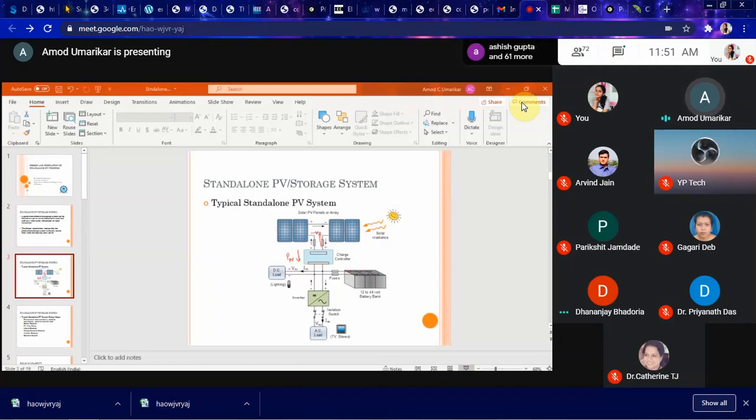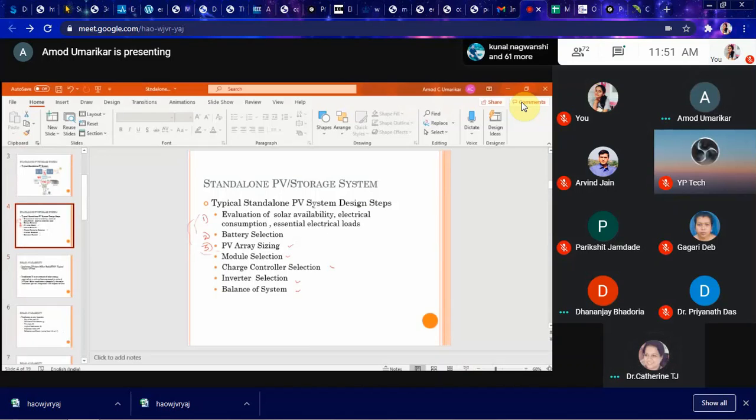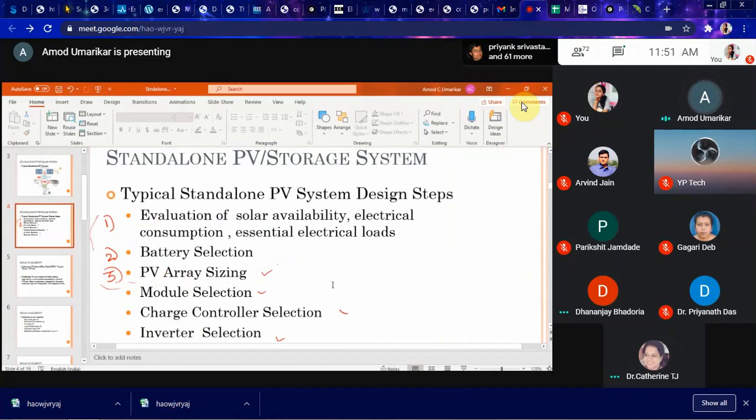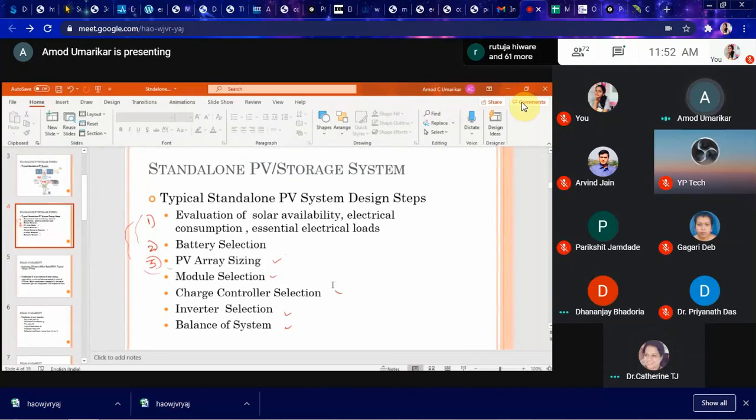Are you seeing the moving slides? This slide you are seeing or not? Solar availability. No, sir, we are still on the third slide. I don't know why the problem is coming. Now you can see. Yes, sir. This slide you have seen earlier, standalone PV storage. Okay, I'll keep this only, because now you can see slide zoom. Slide 4, yeah, zoomed. Then at least instead of full screen, I'll do it zoomed in. Okay.